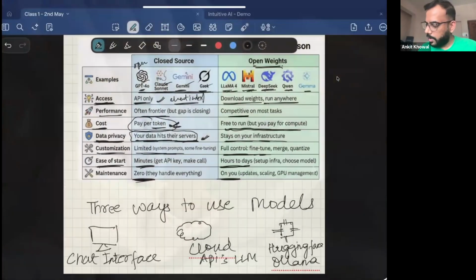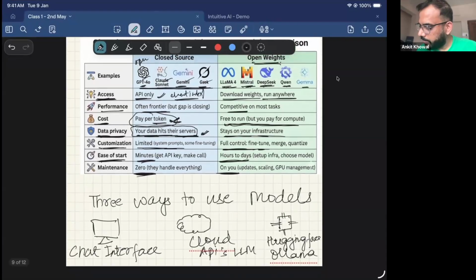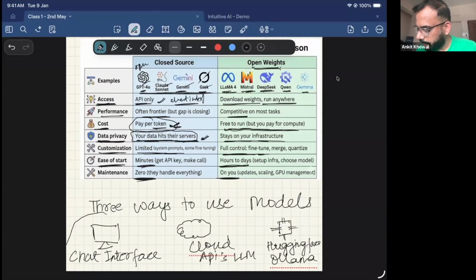Okay. So now there are three primary ways. Like I said, we use models, right? One is the chat interface. I'm sure we all have seen this. Then cloud APIs, right? Models will be hosted in the cloud, and you can take an API key and call those APIs and use it.